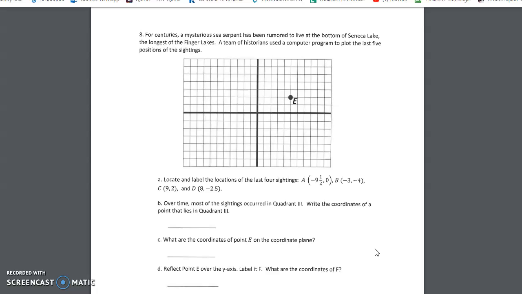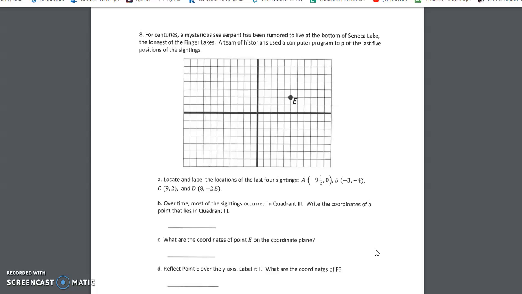Part B. Over time, most of the sightings occurred in Quadrant 3. Write the coordinates of a point that lies in Quadrant 3. Part C. What are the coordinates of point E on the coordinate plane?